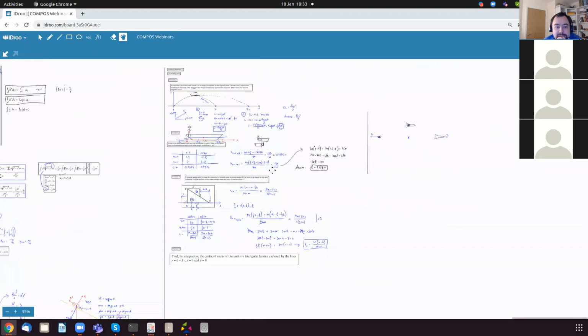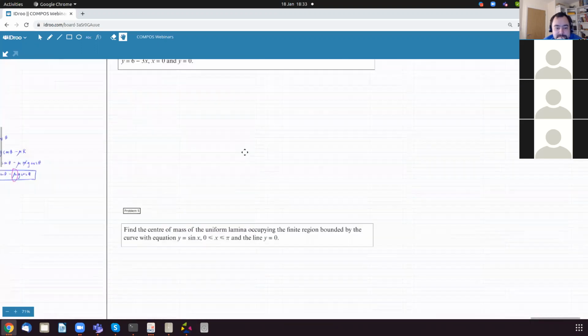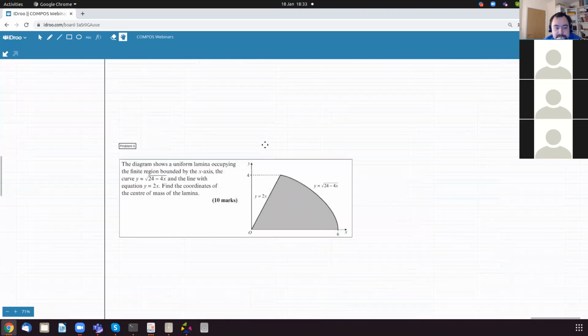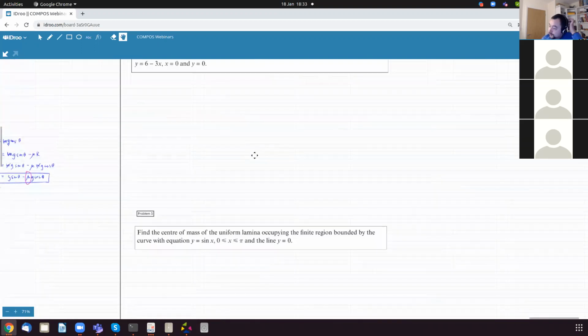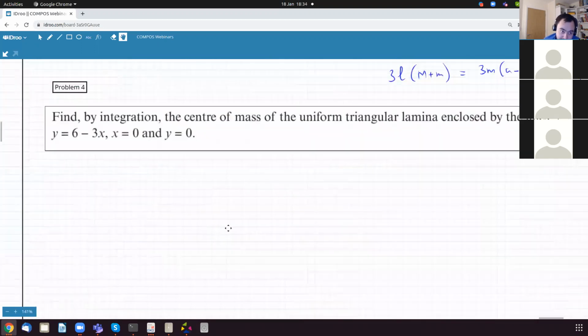Now, there are 3 maths questions. Find by integration the center of mass of the uniform triangular lamina enclosed by the lines y equals 6 minus 3x, x equals 0, and y equals 0.